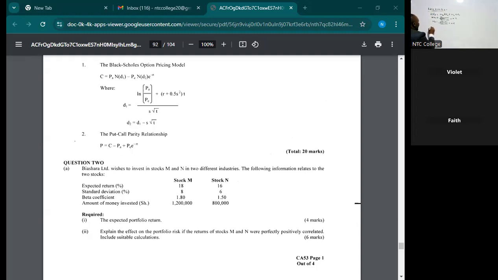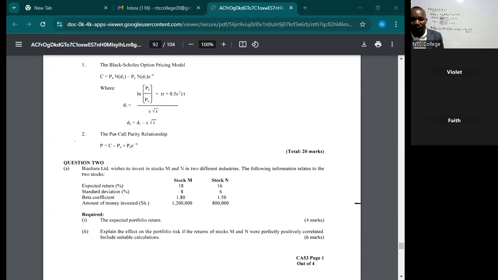So expected return for the portfolio is equal to, we start with M, 0.6 times 18 plus 0.4 times 16. So what are you getting? And that is what the examiner wanted you to get. 17.2%. Imagine that's what they wanted.